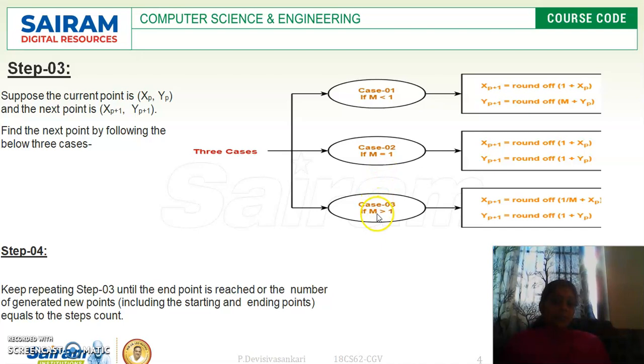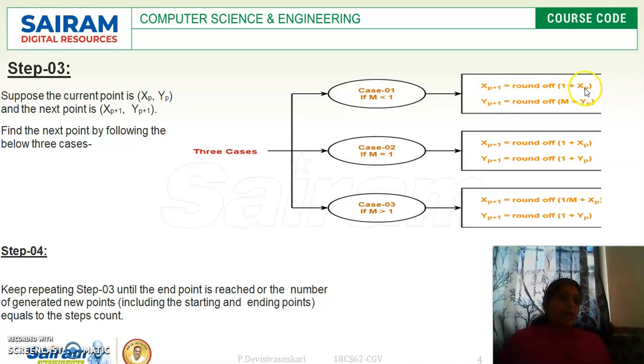The next case is if the m value is greater than 1, case 3. The xp plus 1 is the next intermediate point. If the case is 1, that is, the value of m is less than 1, then xp plus 1 is 1 plus xp, and that value should be rounded off. We cannot use floating point values like 1.9 or 2.9 or 1.7 here, so we have to apply the round off function, so it will be considered as 2, 3 or 4. For example, 3.7 we have to consider as 4.